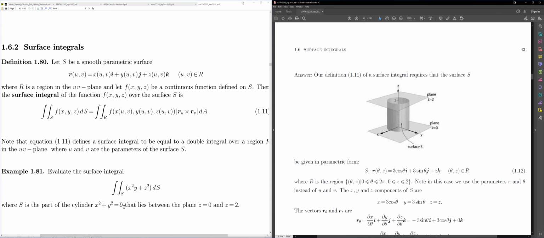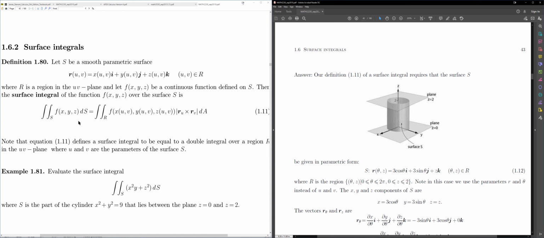Anyway, for this surface S, to do my surface integral I would want a parametric description of S. So this is the parametric description of S, and now that I have that, I'm going to use it to calculate the surface integral.